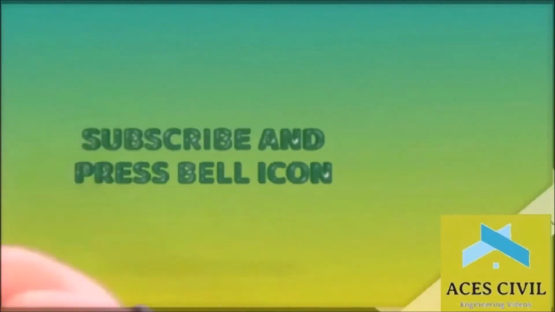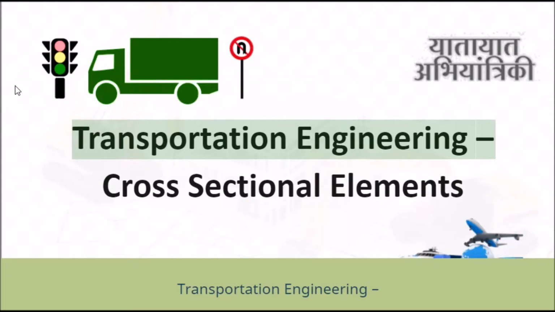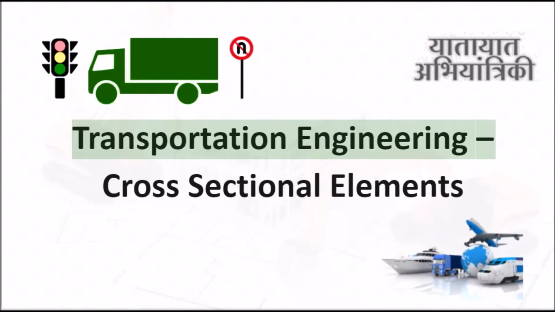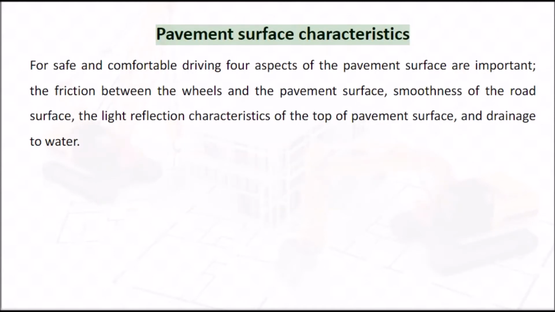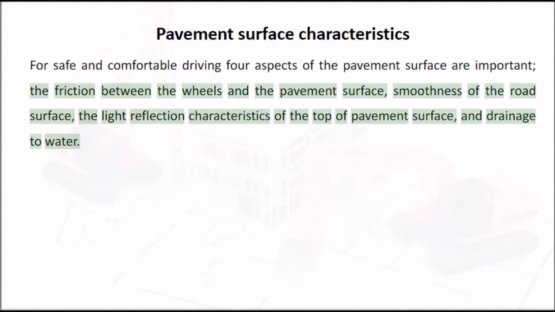In today's video we are going to discuss transportation engineering, cross-sectional elements, pavement surface characteristics. For safe and comfortable driving, four aspects of the pavement surface are important: the friction between the wheels and the pavement surface, smoothness of the road surface, the light reflection characteristics of the top of the pavement surface, and drainage of water.